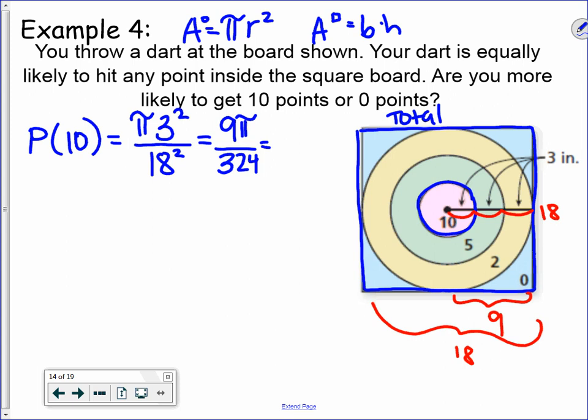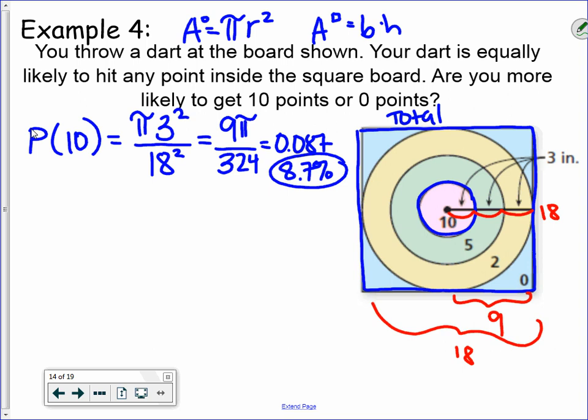When you calculate that on your calculator, I used the pi button for this, you get 0.087 or 8.7%. So that's a very small probability of getting in that circle. Now they want you to also find the probability of getting 0 points, so we want to compare that.